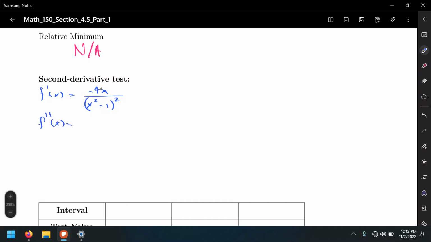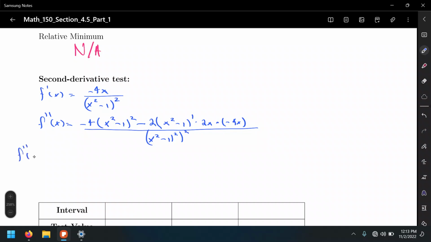f double prime equals the derivative of the numerator, which is negative 4, times the denominator, minus the derivative of the denominator, which in this case, check how this is a composite function. We have an outermost function which is a squared and an inner function which is x squared minus 1. So in this case we're going to use the chain rule. So 2 times the inside, x squared minus 1, times the derivative of x squared, which is 2x, and that times negative 4x, which is the numerator. The whole thing divided by the quantity x squared minus 1 squared, quantity squared. We squared the denominator. That's going to be, in the end, f double prime.